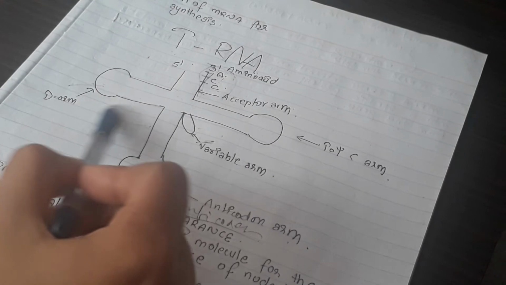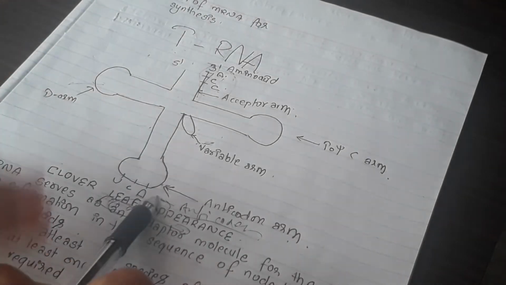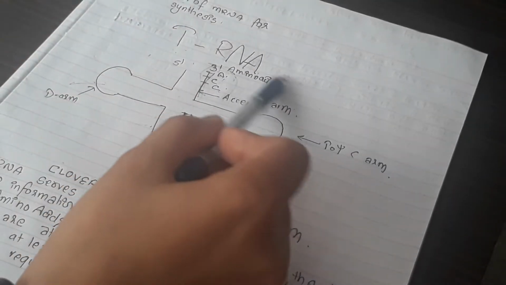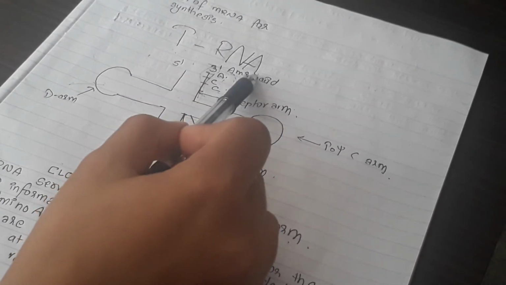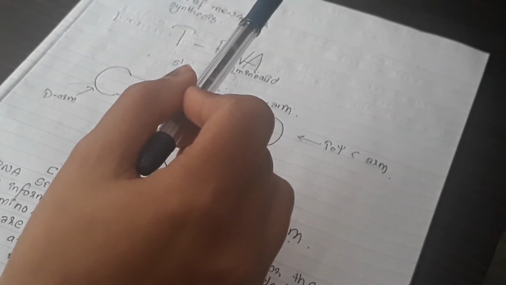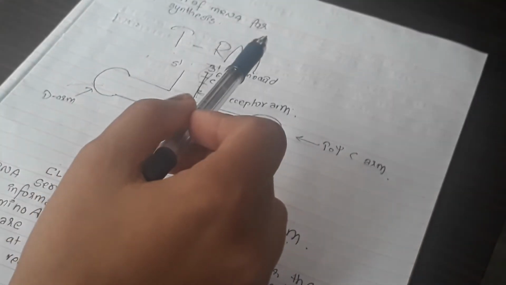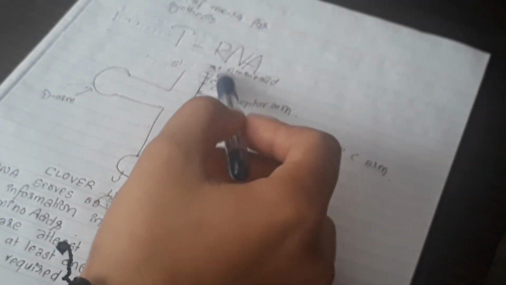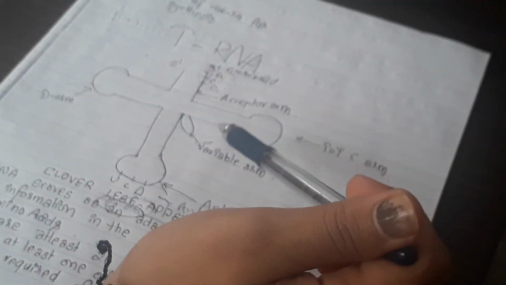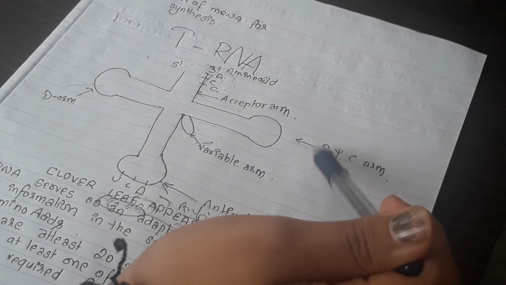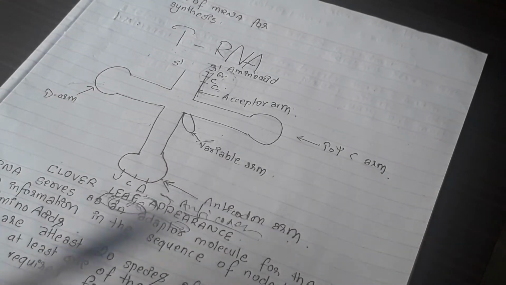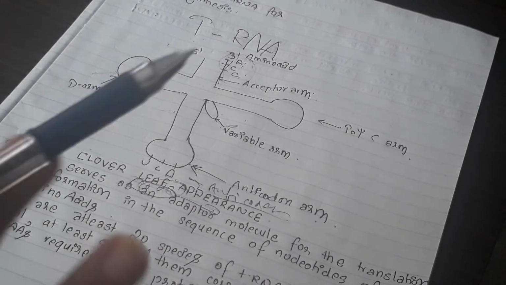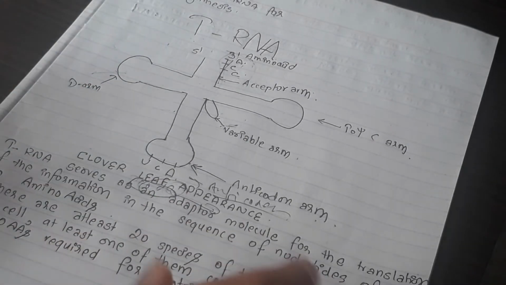So the D arm is for recognition of amino acids. Again, the anticodon arm is responsible for recognition of the triplet codon of the mRNA for the amino acid, and then after recognition of the anticodon and codon, there is attachment to the ribosomal RNA. So this is all about the tRNA. There are 20 specific tRNAs in a single cell for 20 different amino acids. So you can understand how it functions.